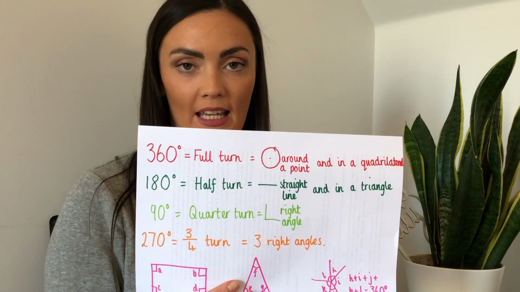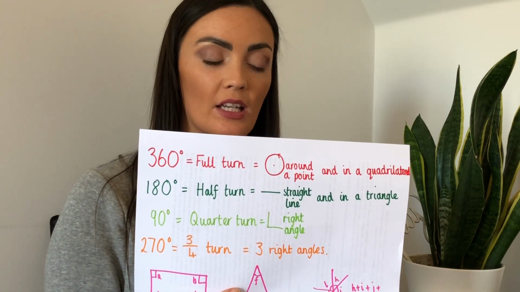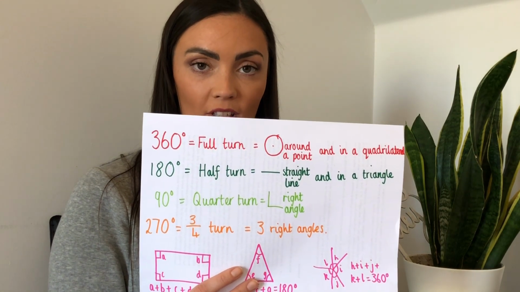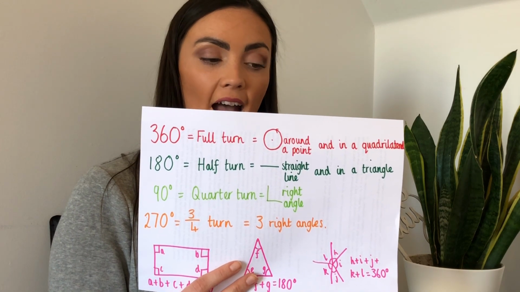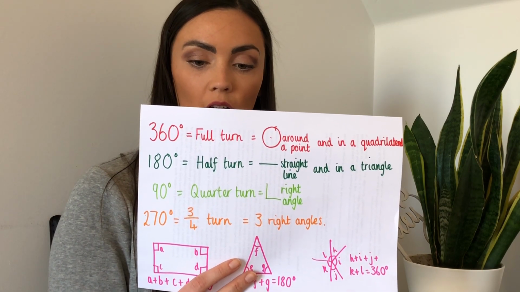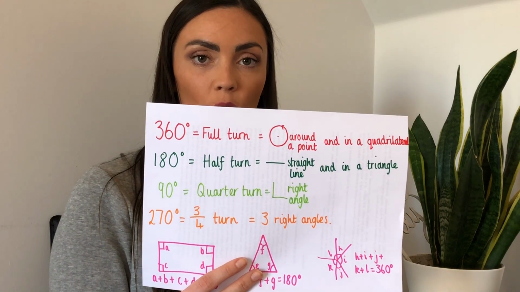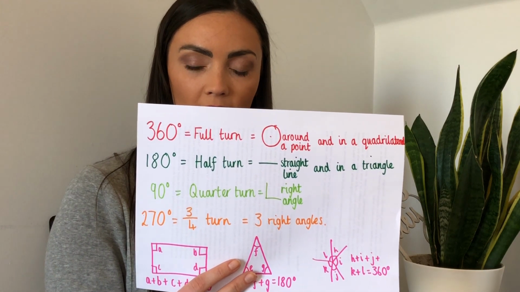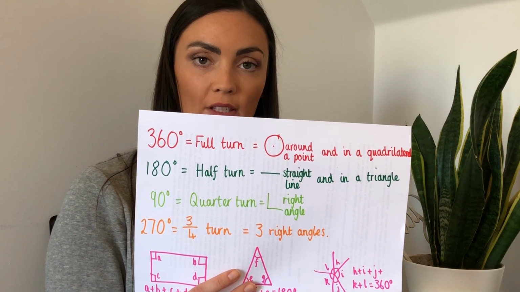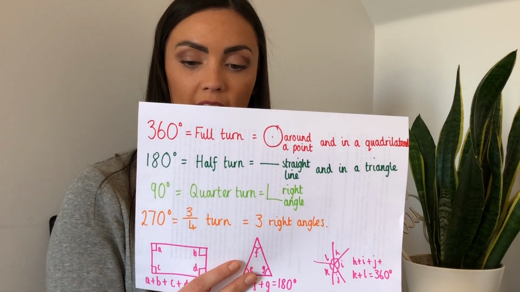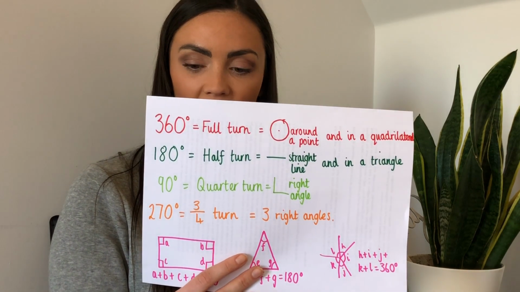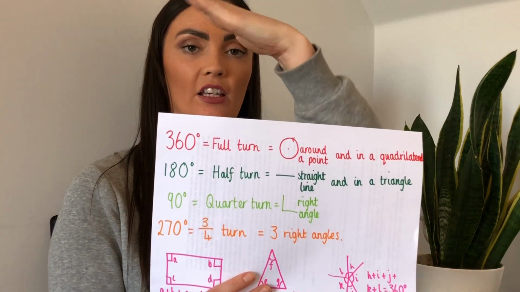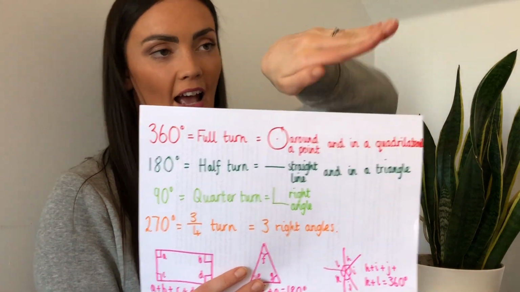We've got 360, our full turn, and the angles in a quadrilateral and around a point. And then you've got 180 degrees, which is half a turn, or the angles on a straight line, and the total of the angles in a triangle. We've then got 90 degrees, which is a quarter turn. So you would have 4 quarter turns in a full turn, and it's a right angle. So it's a quarter of a turn for 90 degrees. We've then got three quarters of a turn, which would be 270 degrees. So if you turned from here, and then you've got one right angle, another one, and another one here.